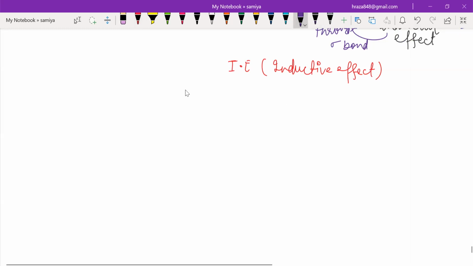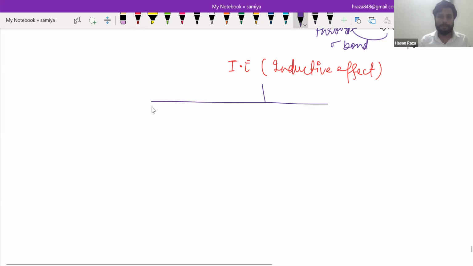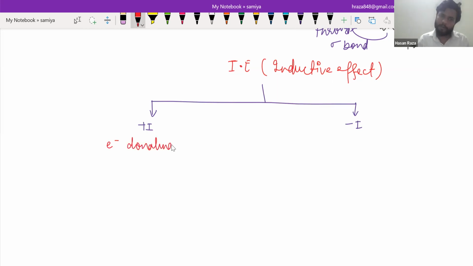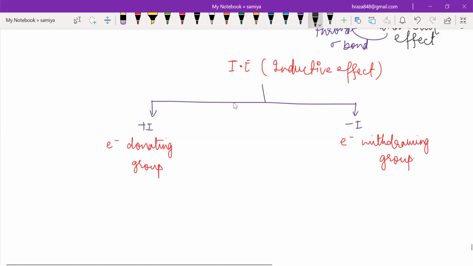Tertiary. Okay. So Madhya, see, this inductive effect is of two types. This is plus I and this is minus I. It is a property of any compound. So plus I means electron donating group, and minus I means electron withdrawing group. Are you getting my point, Aman?